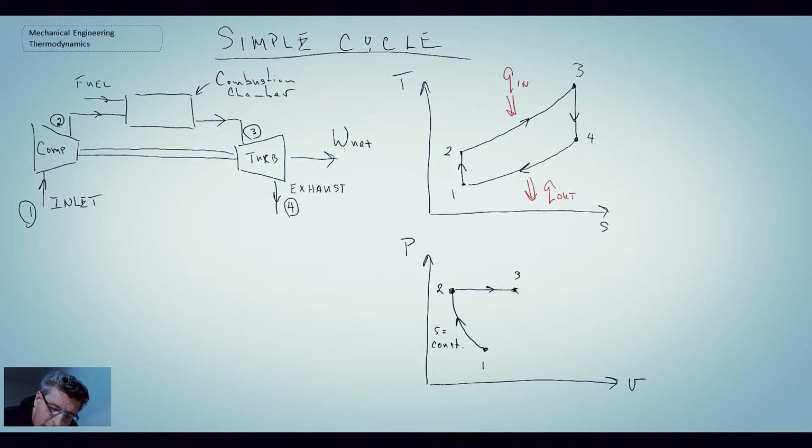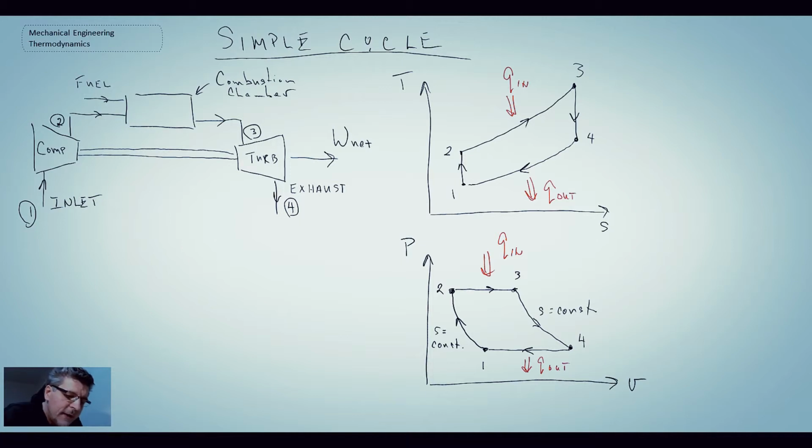And then we go through isentropic expansion, taking us out to state 4. And then finally, the heat rejection or the exhaust cycle, bringing us back. And 3 to 4 as well has constant entropy. So putting our heat addition and heat rejection on here, this is where we have Q in, and then down here is where we have Q out.